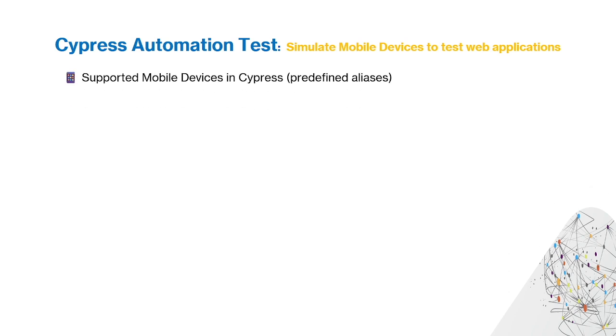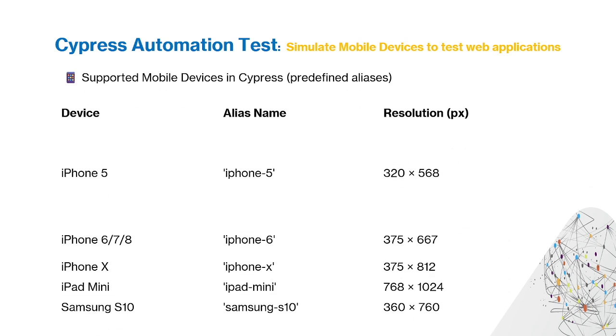Supported mobile devices in Cypress. We have the iPhone 5, iPhone 6, 7, 8, iPhone 10, iPad mini, Samsung S10. These are just a few, but there's many, including the newer iPhones and the newer Samsungs and Android phones as well.